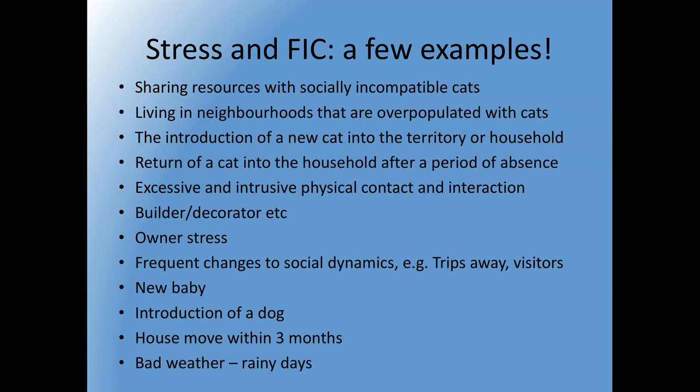And this slide just shows some examples, many of which I'm sure will be familiar to you, but you can also very much add to this list. But they would include new additions to the household, so a new cat or a baby or a dog, or new people in the household, changes in the routine of the homeowner, so perhaps someone who works shifts or whose job changes, perhaps the builders moving in. All these sorts of things can have a negative impact, and if you're unfortunate enough to be a cat that's not very good at handling stress, then all of these things can precipitate signs of idiopathic cystitis.